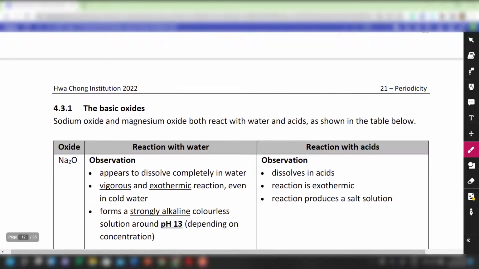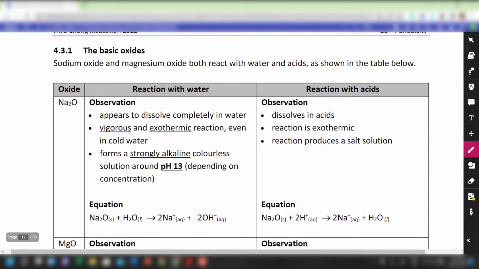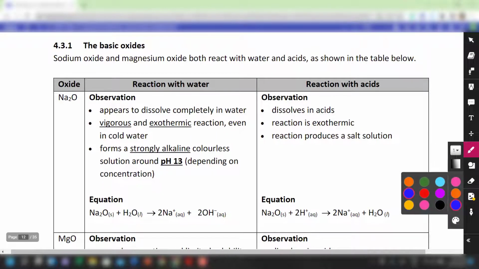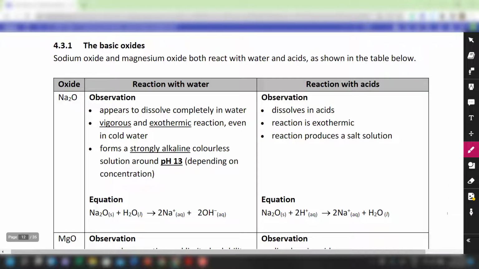With that we'll just move on with the discussion. I know it's a little bit boring. Periodicity as a topic is quite boring. You just have to bear with me discussing some of the details, and where possible try to relate to some of the chemistry which you have learned.